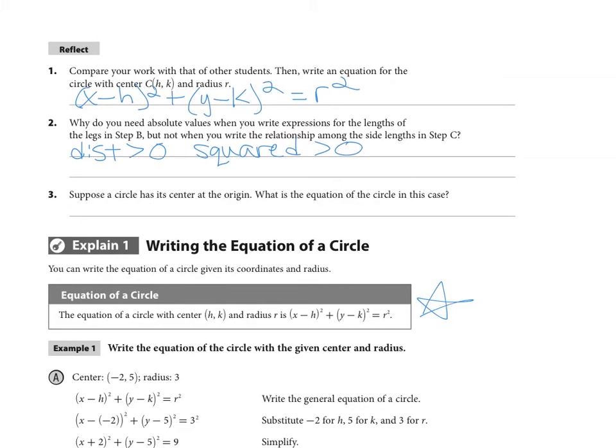Part 3 of our reflect says, suppose a circle has a center at the origin. What is the equation of the circle in this case? Well, the center at the origin would of course be 0, 0. And so that would mean that's my h and my k value in this case. So this would be a very simple equation because x minus 0 all squared is really just x squared, and y minus 0 squared is just y squared. So it would be a very simplistic version of that equation we wrote in number 1. Anytime you don't have a parenthesis or a coordinate other than 0, you don't need the parenthesis when you write the equation. So just keep that in mind.